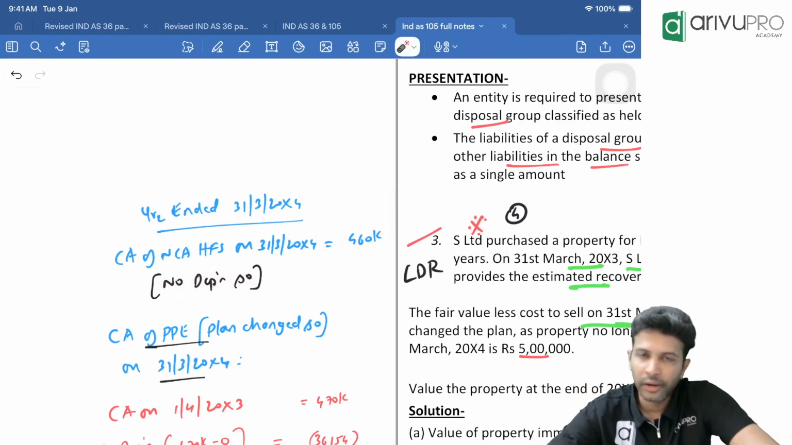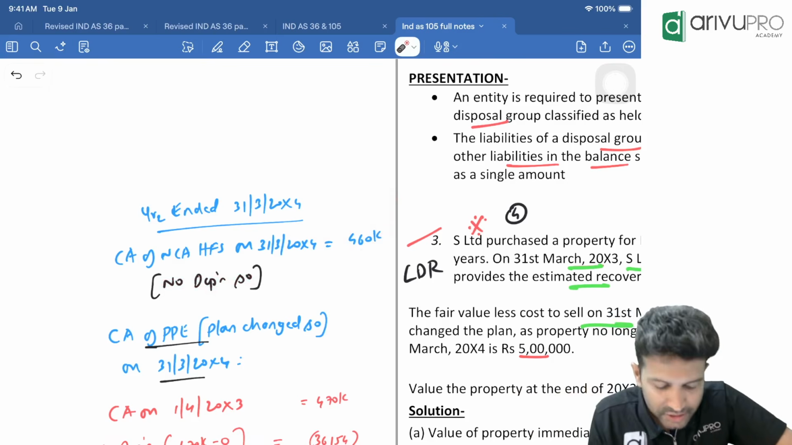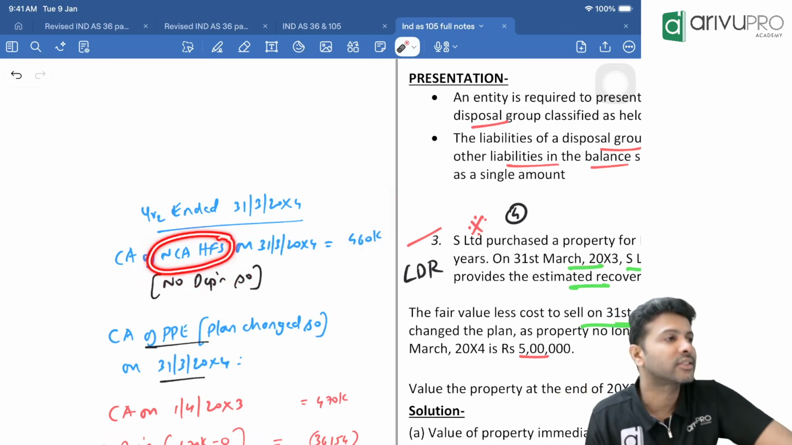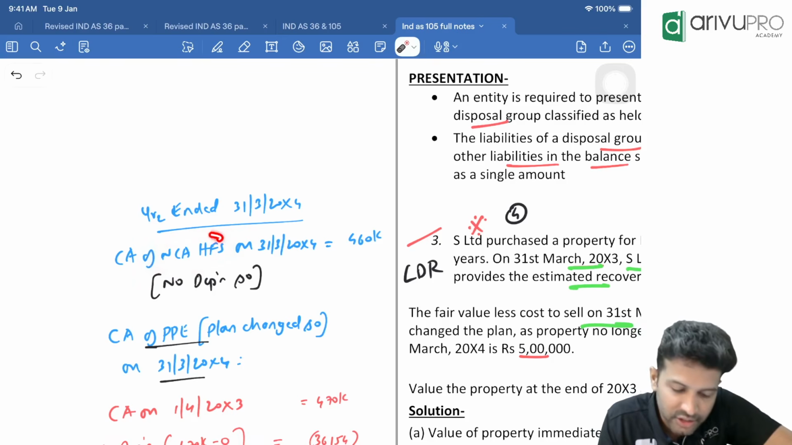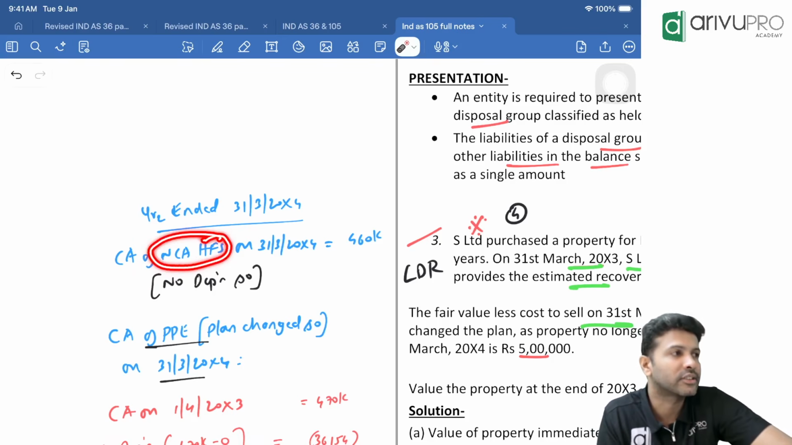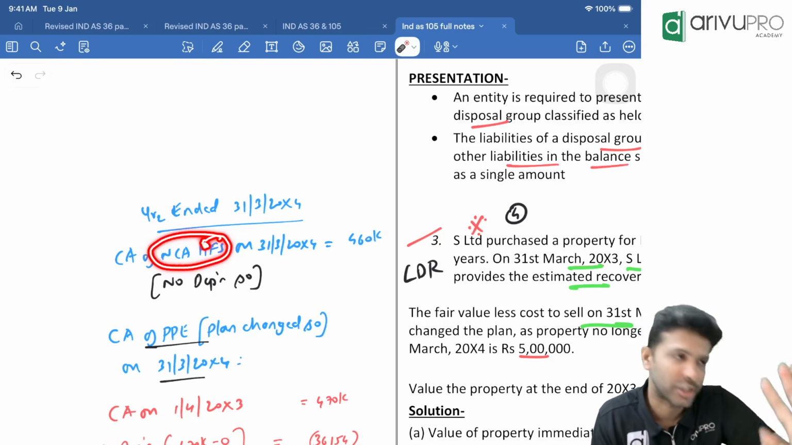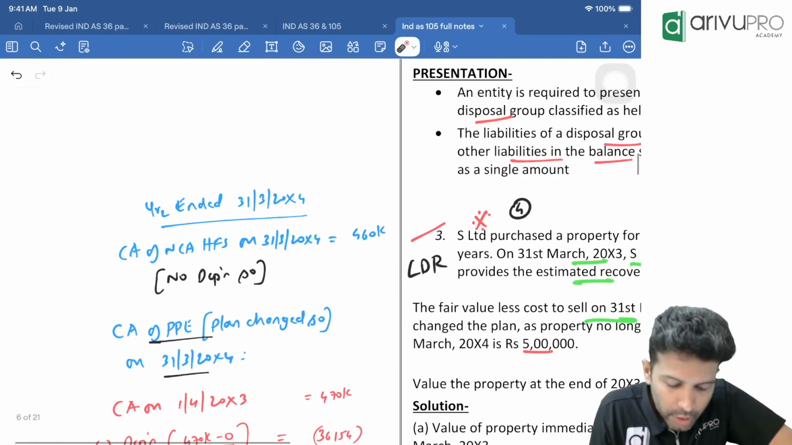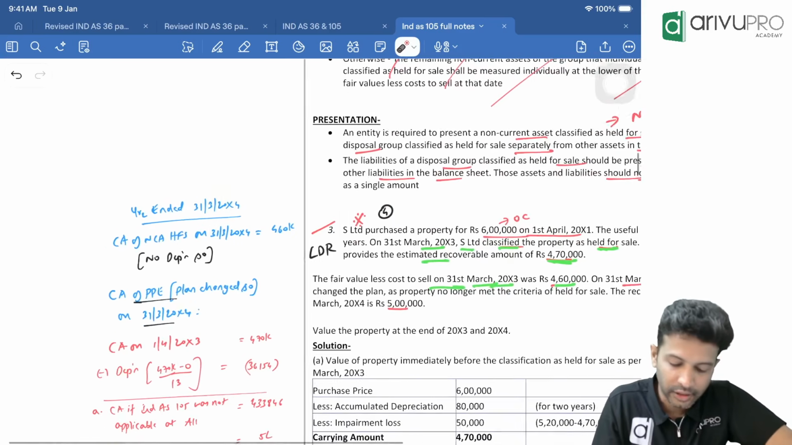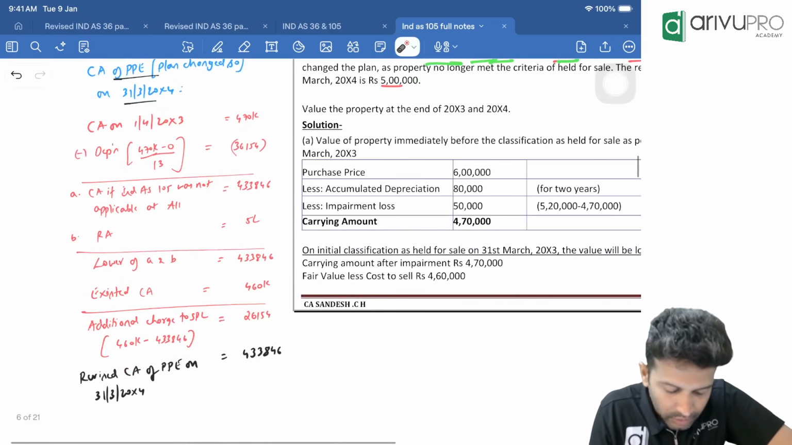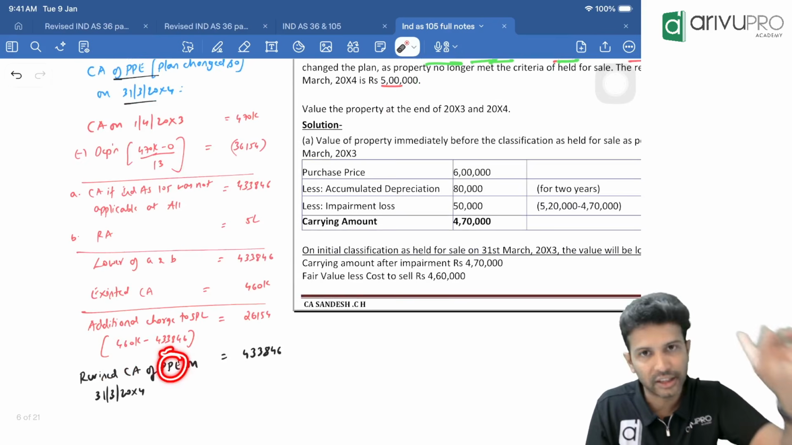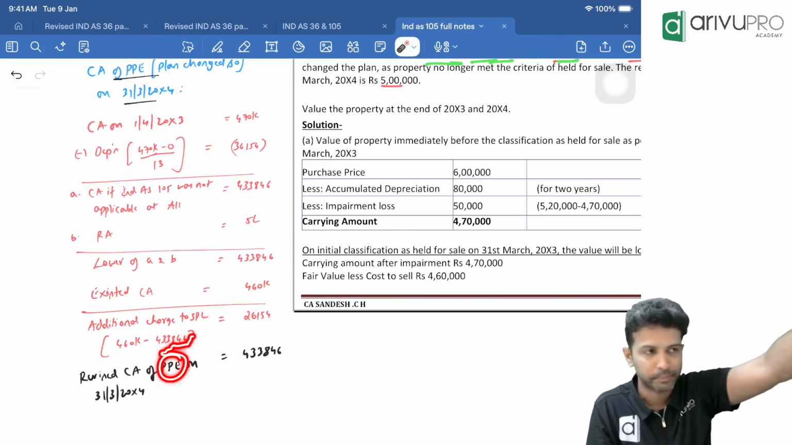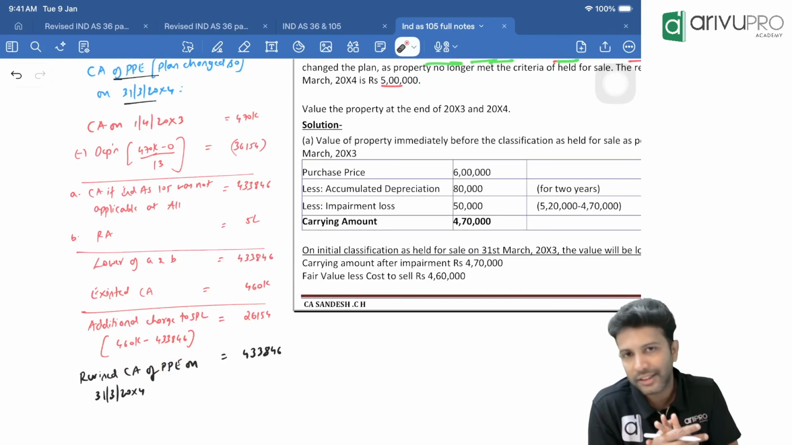Okay. Now, two points. Can I still show this as non-current assets held for sale? Can I still show this asset as non-current assets held for sale? No, because the plan has changed. If the plan has changed, this is a property, no? That means from non-current assets held for sale, now I have to make this as PP. Correct? Now that is one classification change that will happen.